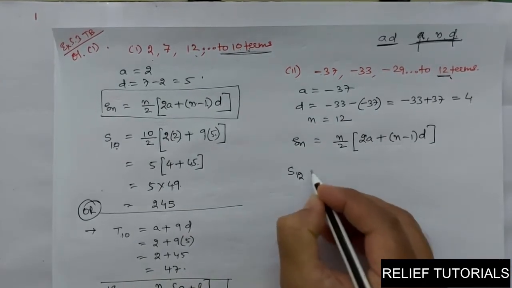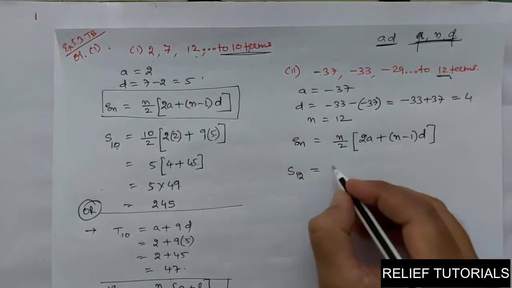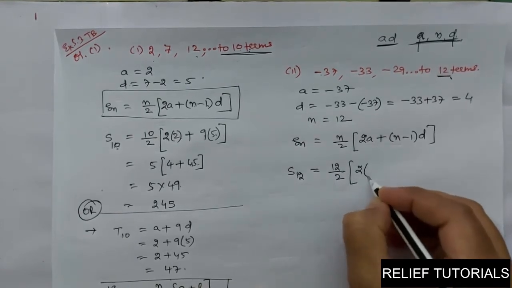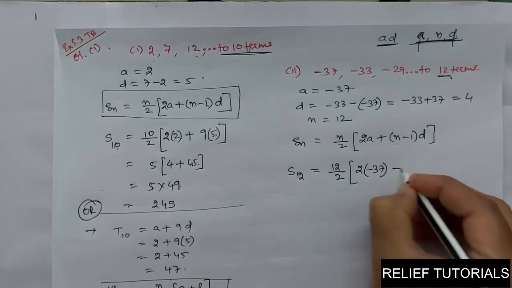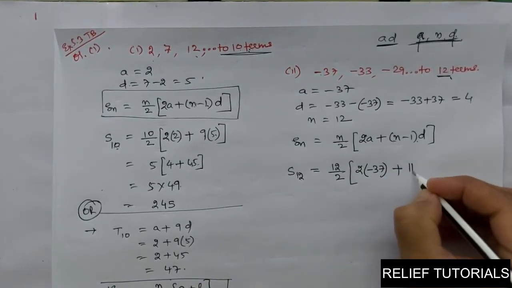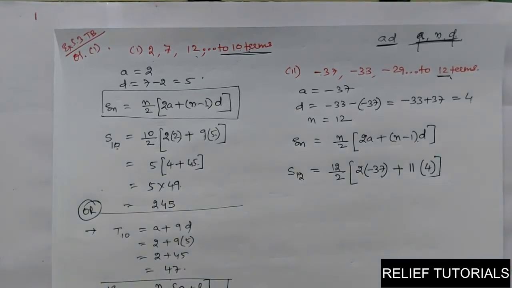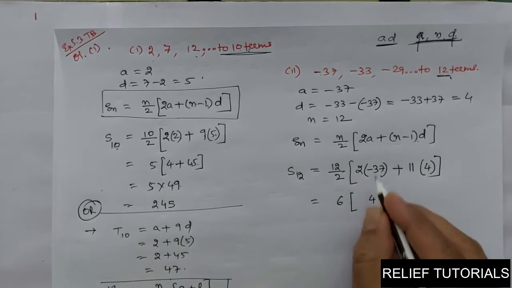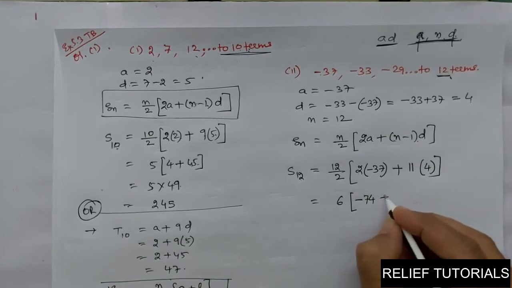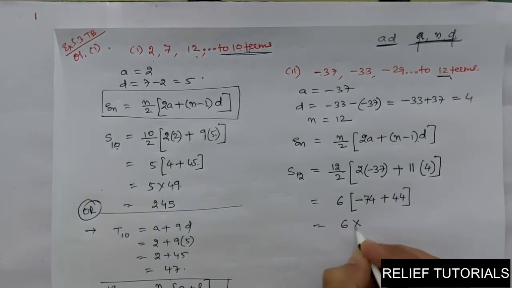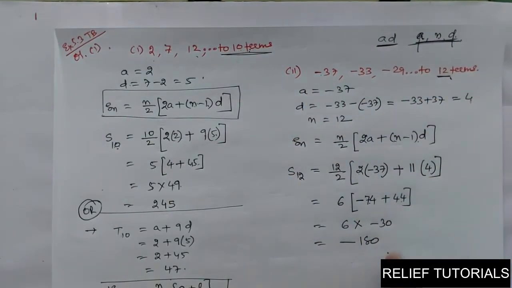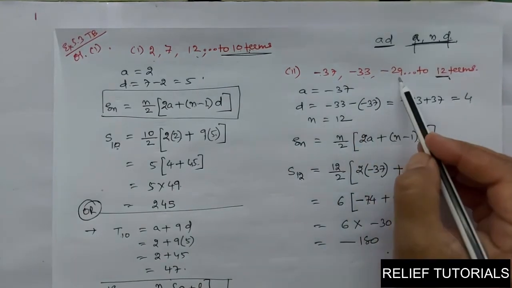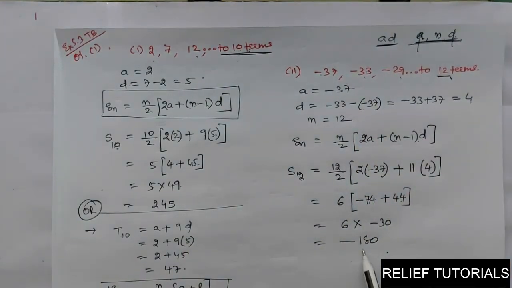So now S12, no need of writing this formula, directly you can write S12. So n by 2, that is 12 by 2, into 2a, so 2 into a is minus 37, plus n minus 1, so 12 minus 1, 11, the difference is 4. That's all. So 12 by 2, 6. Here, now 37, 7 2s are 14, carry 1, 3 2s are 6, 74. Minus 74 plus 44. So that is equal to 6 into minus 30. 74 minus 44, that is minus 30. So that is equal to minus 180. So the sum of this series up to 12 terms is minus 180. If you add all the first 12 terms of this series, the answer will be minus 180. Have you got it?